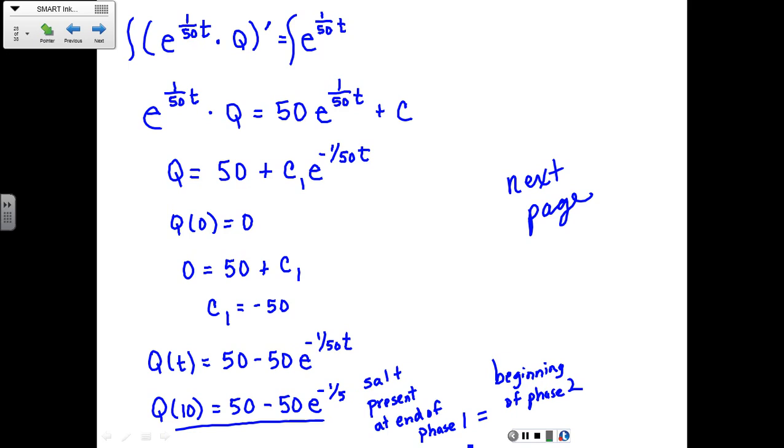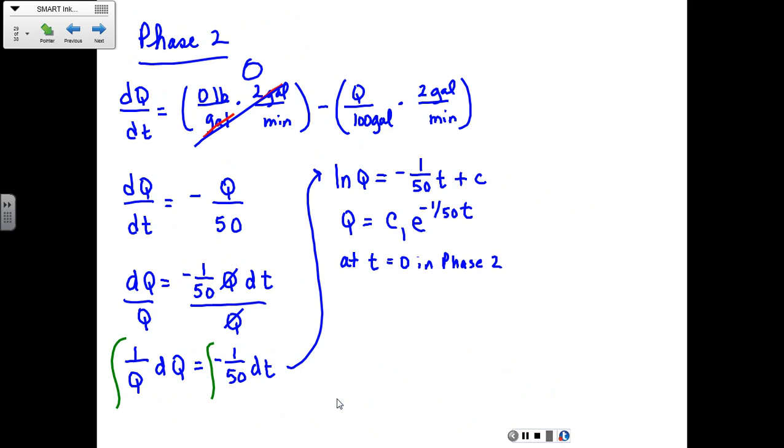Salt present at the end of phase 1 or the beginning of phase 2 was all this glop right here. 50 minus 50e to the negative 1/5. You can figure that out. You can punch that in the calculator and get a numerical answer on it. We're just going to leave it the way it is right now, okay? 50 minus 50e to the minus 1/5. So that'll be C1 right there.